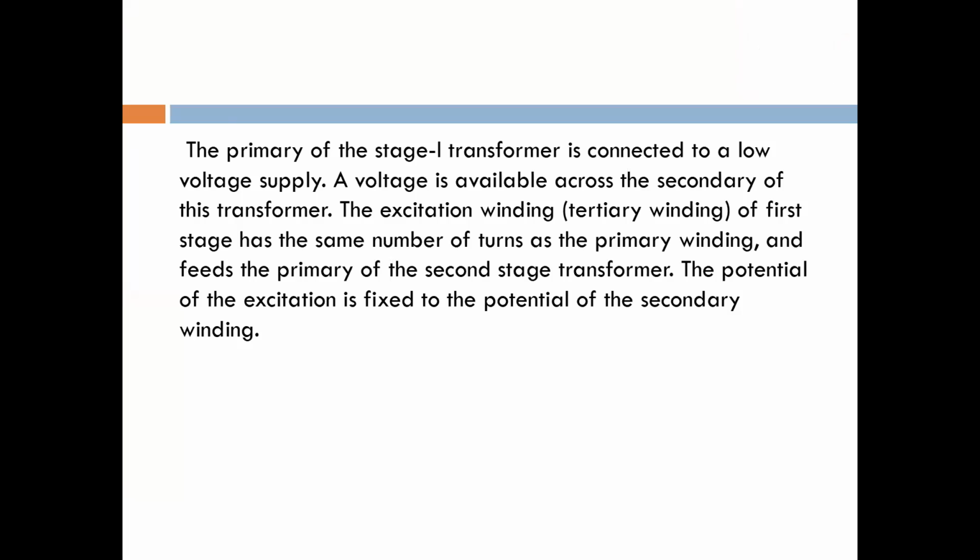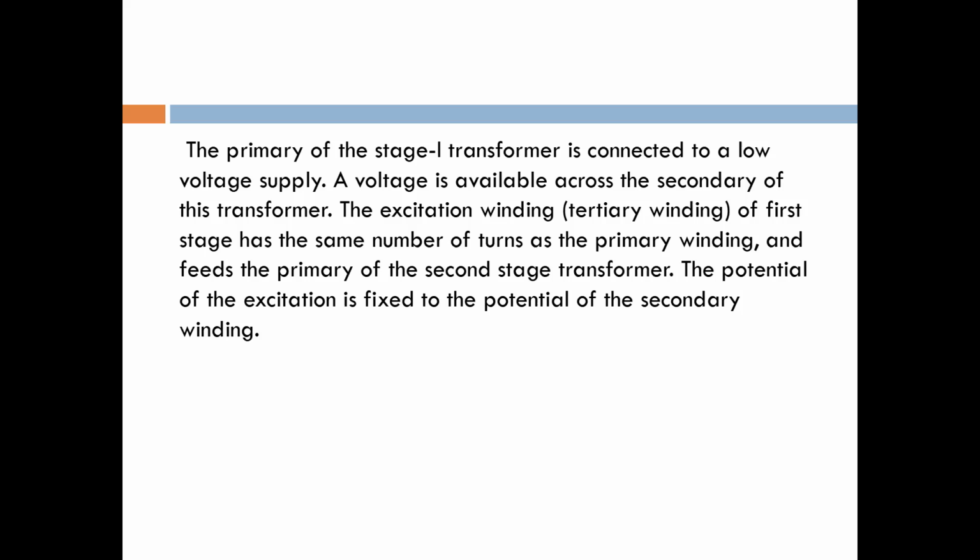The primary of the stage 1 transformer is connected to a low voltage supply. A voltage is available across the secondary of this transformer. An excitation winding of the first stage has the same number of turns as the primary winding and feeds the primary of the second stage transformer.